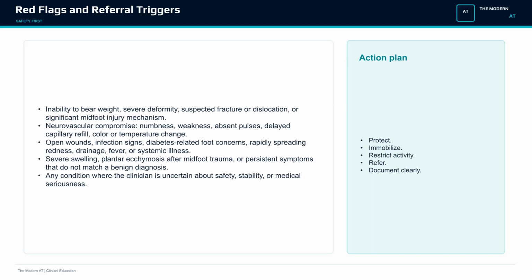Red flags and referral triggers are the safety checkpoint for the lecture. If the athlete cannot bear weight, has severe deformity, has suspected fracture or dislocation, or sustained a significant midfoot mechanism, think protection and referral. Neurovascular compromise is also urgent. Numbness, weakness, absent pulses, delayed capillary refill, color change, temperature change, or symptoms that do not match a simple injury pattern should be taken seriously.